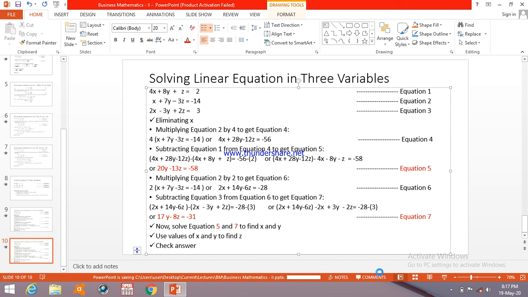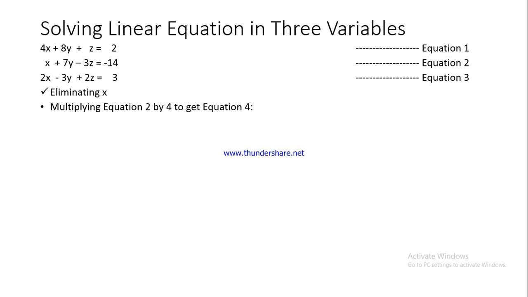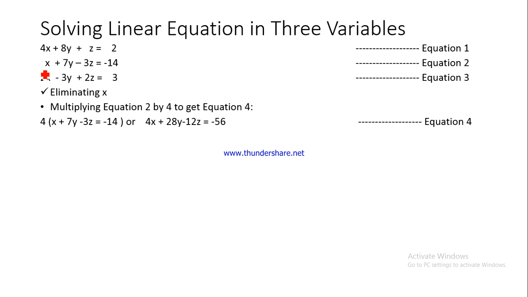So now that we have done this, what have we done in the first place? We had decided to eliminate x. So what we have done is multiplied equation 2 by 4, to get equation 4. This is fine. So this is what we have obtained here. So we have basically multiplied equation 2 by 4. So this has been multiplied by 4.